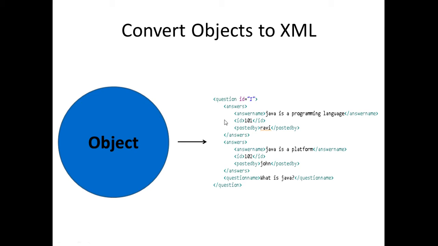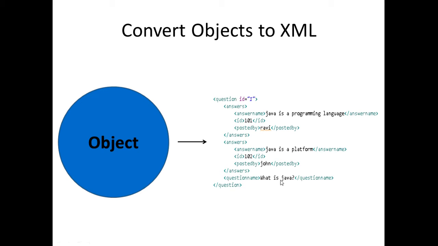If you have two of the same element in a class, then you would have to know that these answers right here are going to be an array. So in this question class, you're going to have to add a data member of array which holds answer objects. And then inside these answer objects, we're going to add three other data members: answer name, ID, as well as posted by.